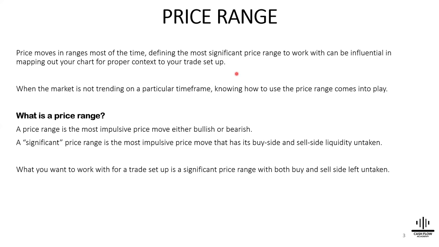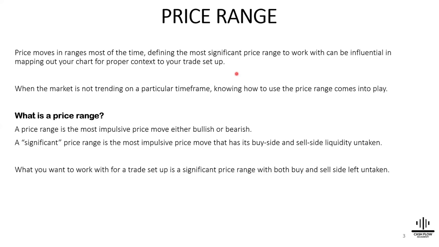But then, a significant price range is the most impulsive price move that has its buy side and sell side liquidity untaken. So that impulsive move, either up or down, that has the top and bottom, that is the buy side and the sell side liquidity not taken yet, is a significant price range, and that is the price range you want to be working with. What you want to work with for a trade setup is a significant price range with both the buy and sell side left untaken. So now we're going to be seeing what the price range is.